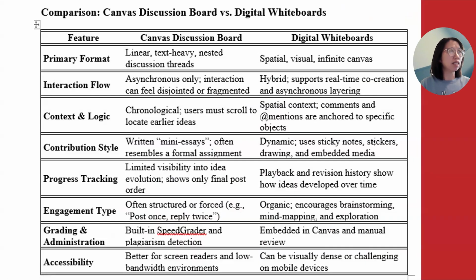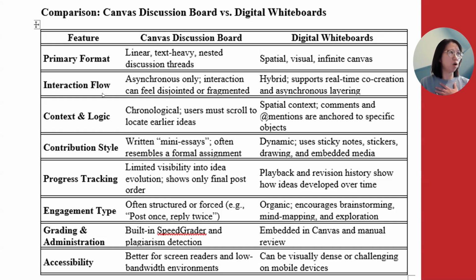While we are designing discussion boards, a lot of the time, especially for online settings, we use the Canvas discussion board because it's a built-in tool. This chart helps us see the different features and affordances Canvas discussion boards and digital whiteboards provide. I'm not going to read everything, I'm just going to highlight some key features. For example, primary format: the Canvas discussion board is mainly linear and text heavy, but digital whiteboards, like we just saw in the example, give you a spatial, visual, infinite view of a canvas.